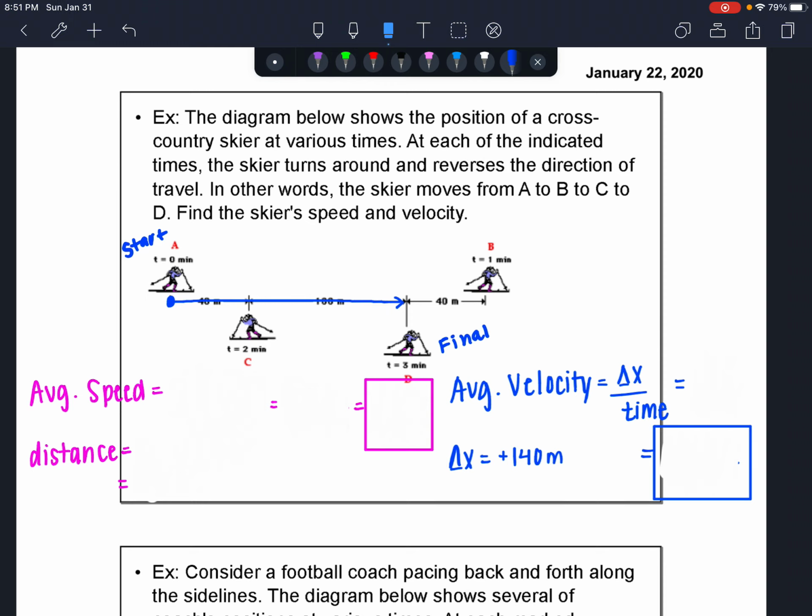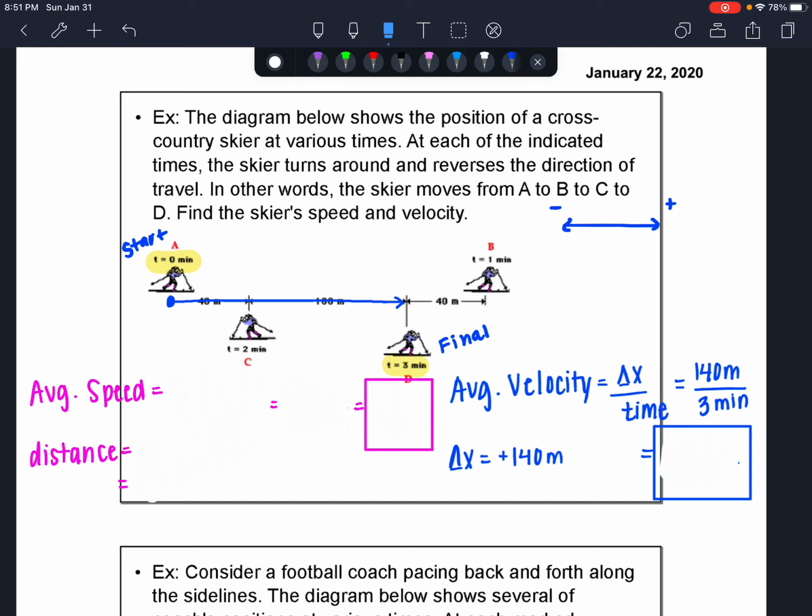Now you might be wondering, why was I explicit in saying positive? Well, remember, displacement has direction. So if I'm treating this like a number line in math class, typically on number lines, the right direction is the positive direction and the left direction is the negative direction. I'm going to use that here as well just to keep my math simple and consistent. So my displacement was a positive 140 meters, and this was done in a total time of 3 minutes. How do I know that? Well, time started at 0 minutes and it ended at 3 minutes, meaning this skier was traveling for a total of 3 minutes.